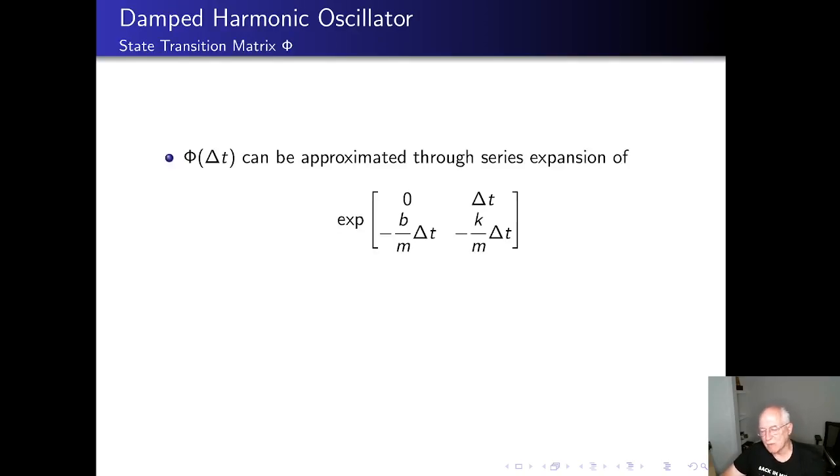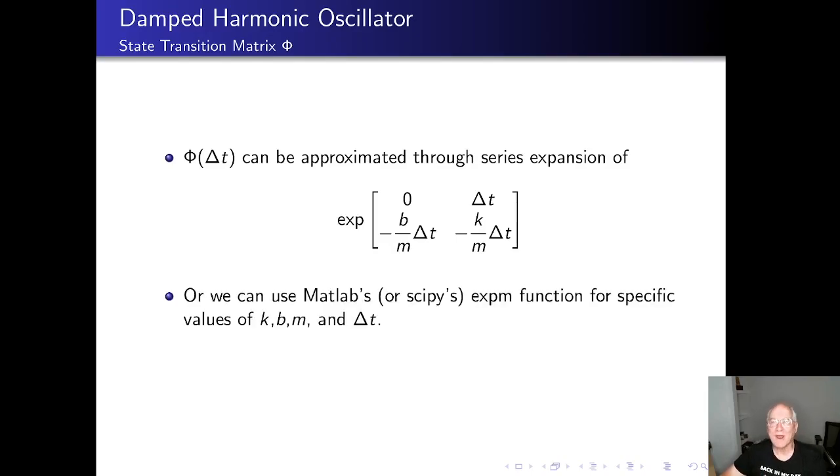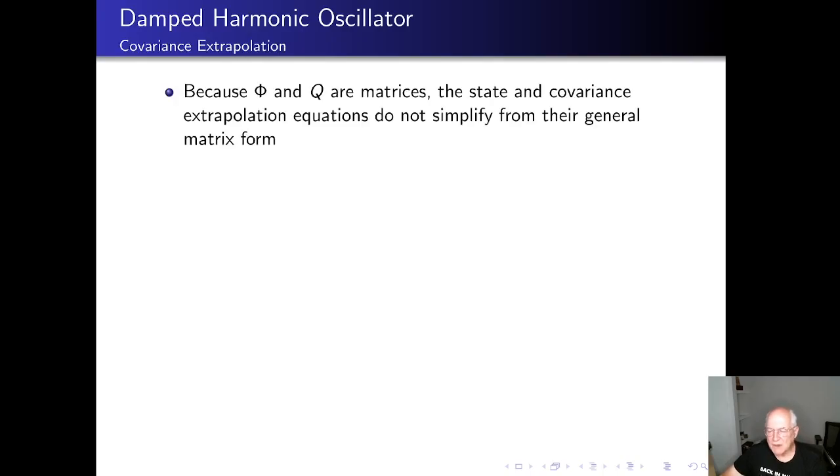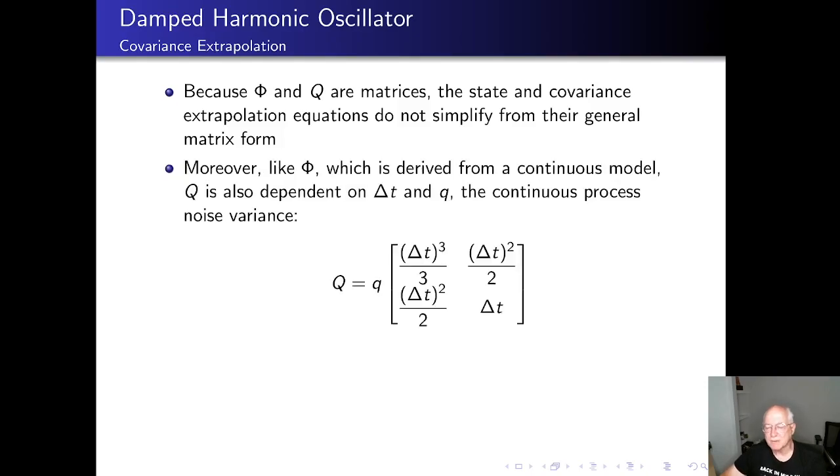Alright, so as mentioned before, the state transition matrix is right here, and it can be approximated through a series expansion, or you can take the easy way out, which is what I've done in the Python scripts, and just plug the parameter values into the matrix and call the SciPy matrix exponential function. Because phi and Q are matrices, the state and covariance extrapolation equations do not simplify from their matrix form, but we'll carry out that matrix math in the next slide, so you can see how it comes out.